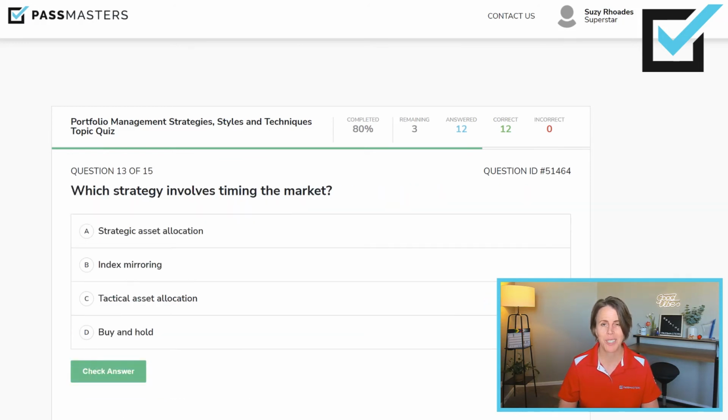Which strategy involves timing the market? Strategic asset allocation, index mirroring, tactical asset allocation, or buy and hold? Well, 3 of those are passive and 1 of them is active. Which one is timing the market? That would be tactical asset allocation.